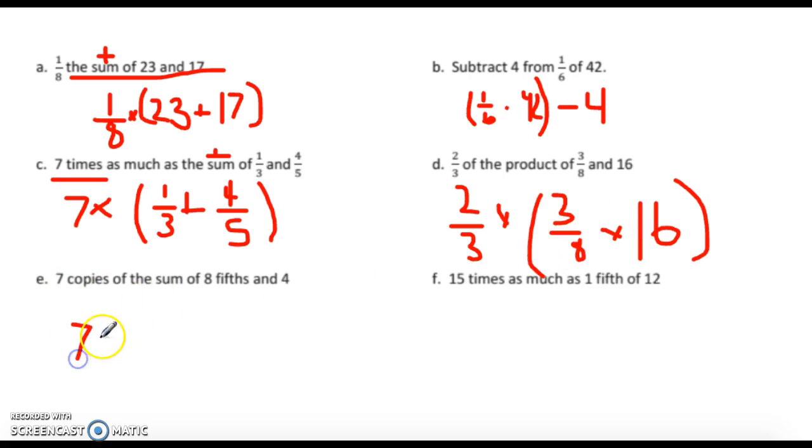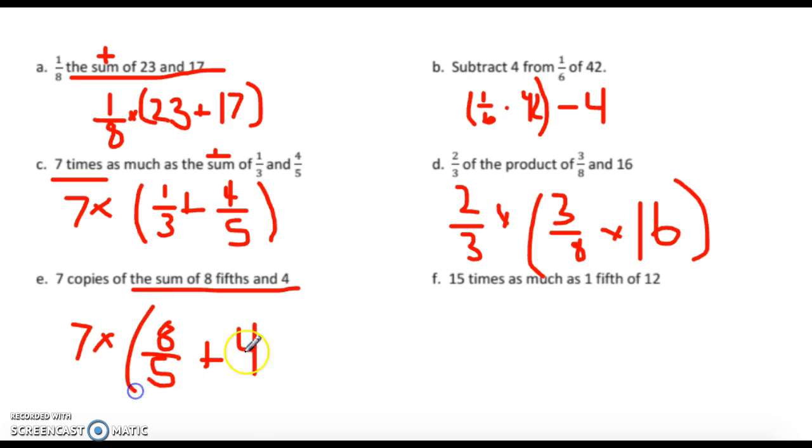7 copies, that means I am multiplying by 7. What am I multiplying by 7? The sum of 8/5 and 4. So I've got to do this first and then copy it 7 times. 15 times, so 15 times means multiply. 15 times what? As much as 1/5 of 12.